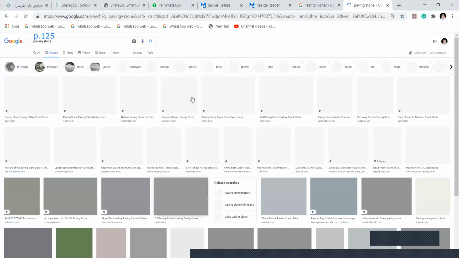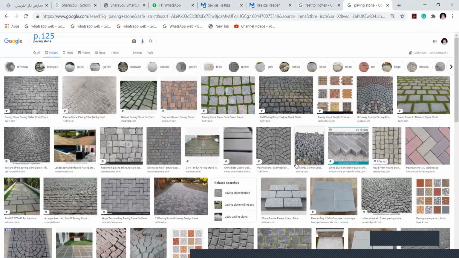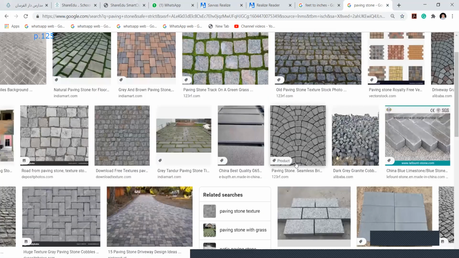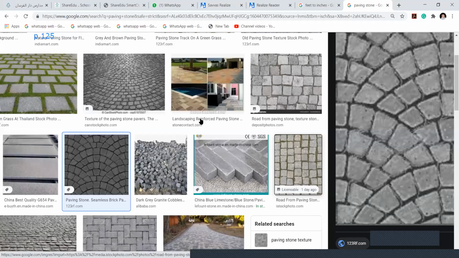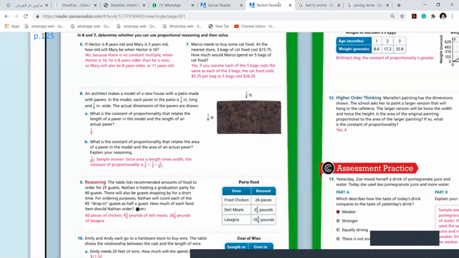These are the paving stones. Okay? Now did you get it? Yes. So who's the paver? The one who's trying to fit these, the one who's fixing these, he's called a paver. Okay? Now did you understand?